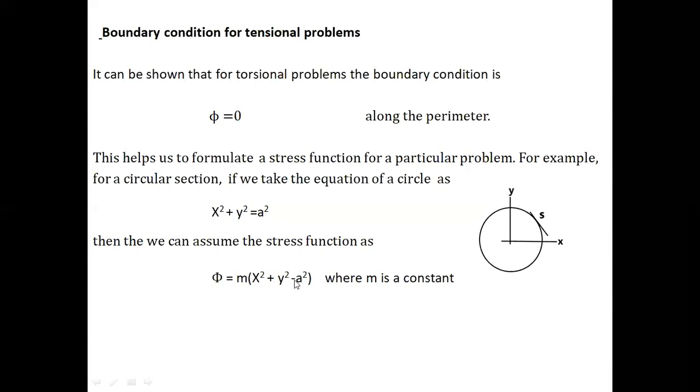So this is the way we can find out the stress function for most of the geometries that we normally use in engineering. Okay, so we use the boundary condition phi equal to 0 along the perimeter to find out, or approximately find out, a stress function in terms of an unknown variable, which we'll find out later on. So here phi is equal to m times (x square plus y square minus a square). This m is a constant that we find out depending on the condition.